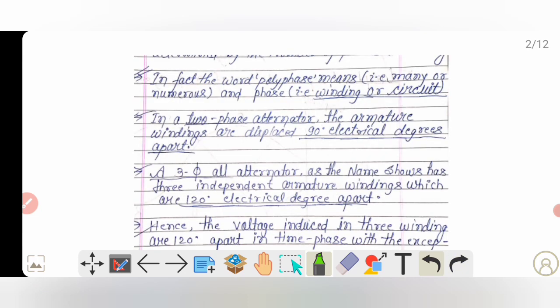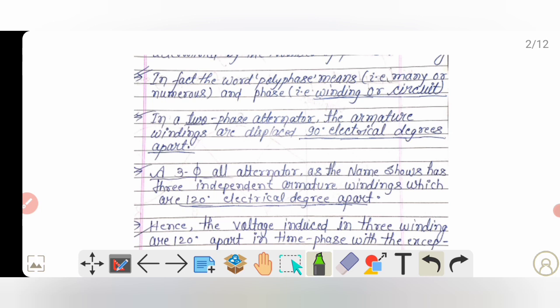Now as we know, the name of the topic is polyphase AC circuit. The first word is polyphase, and it is derived from two words. The first one is poly and the second one is phase. Poly means many or various and phase means winding. So we can say various or numerous phases or windings.